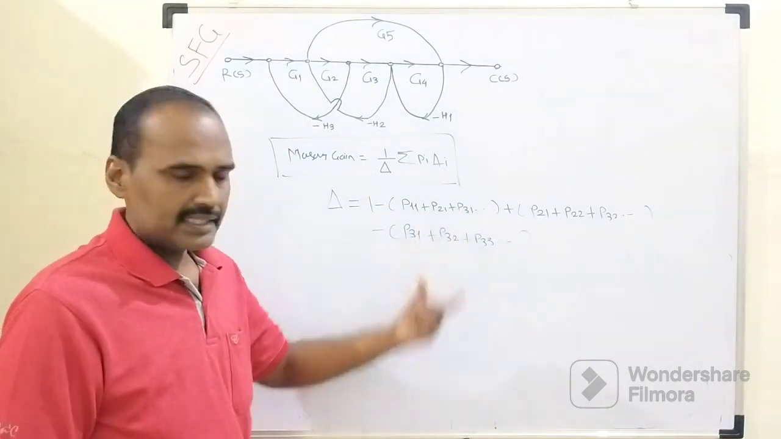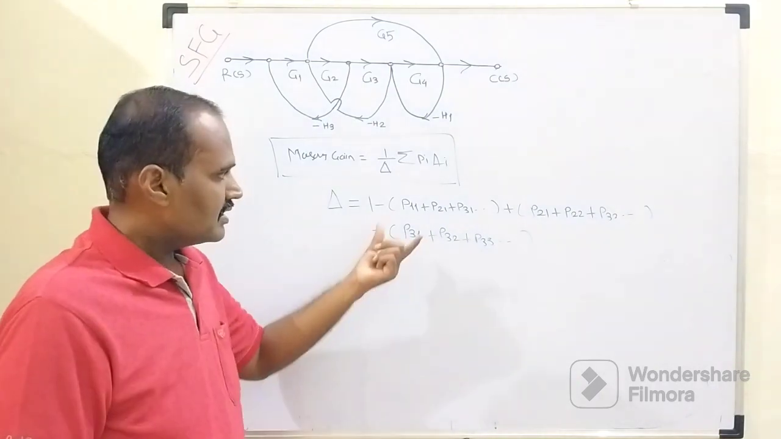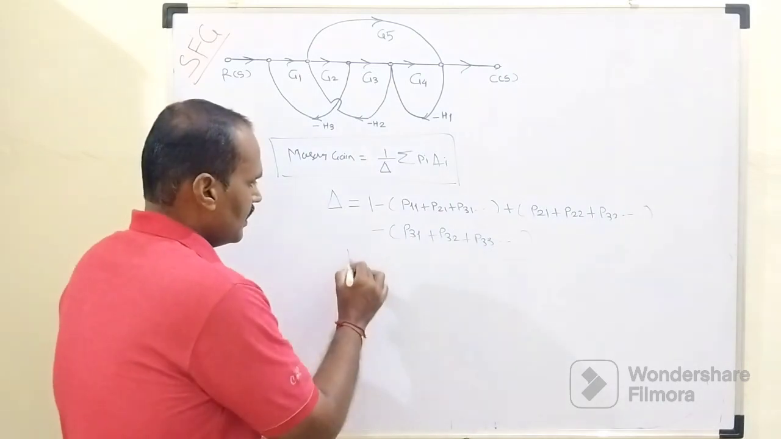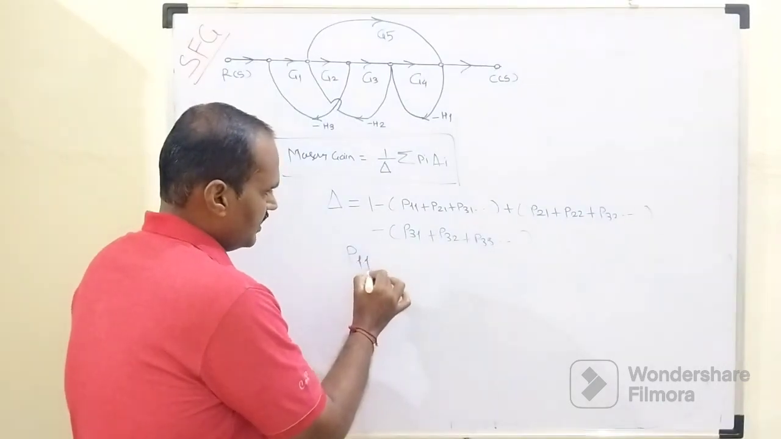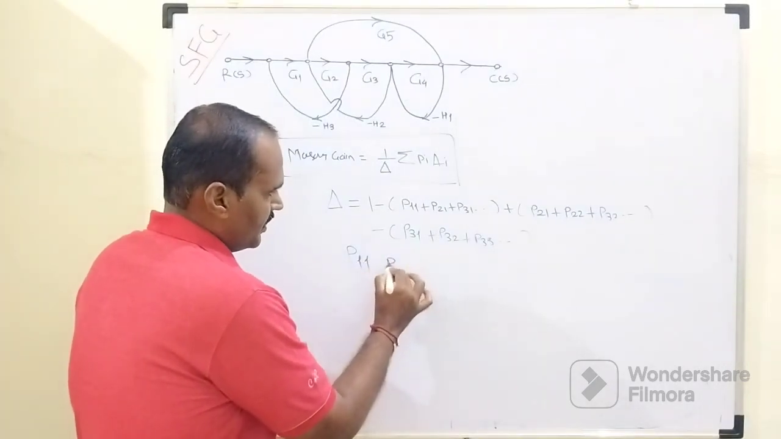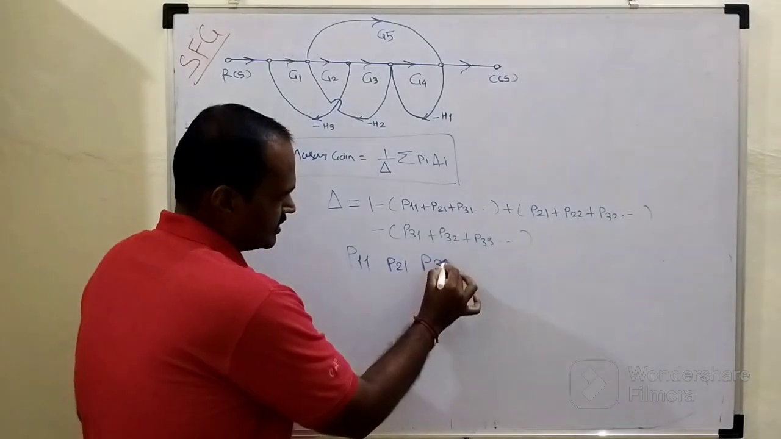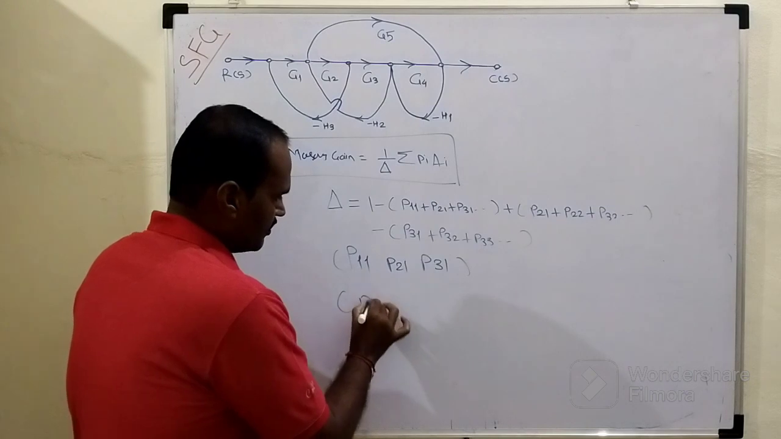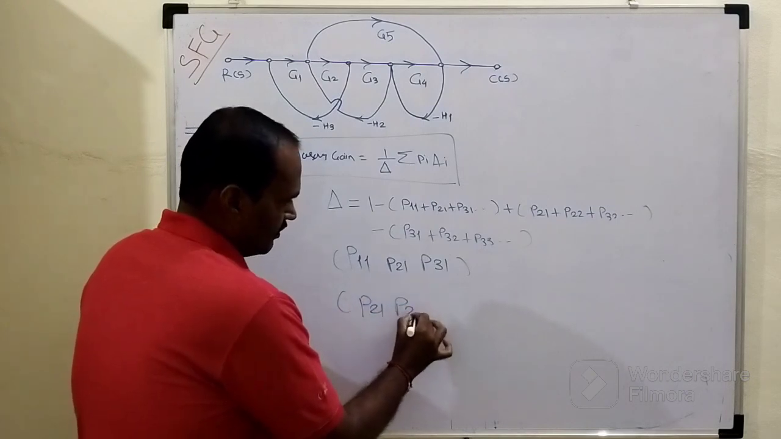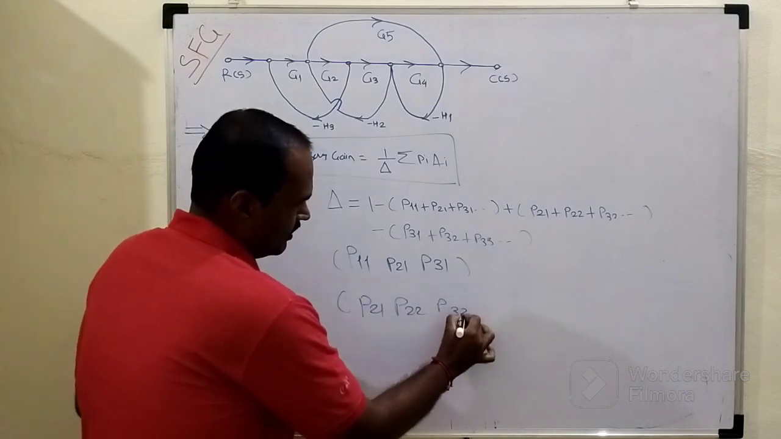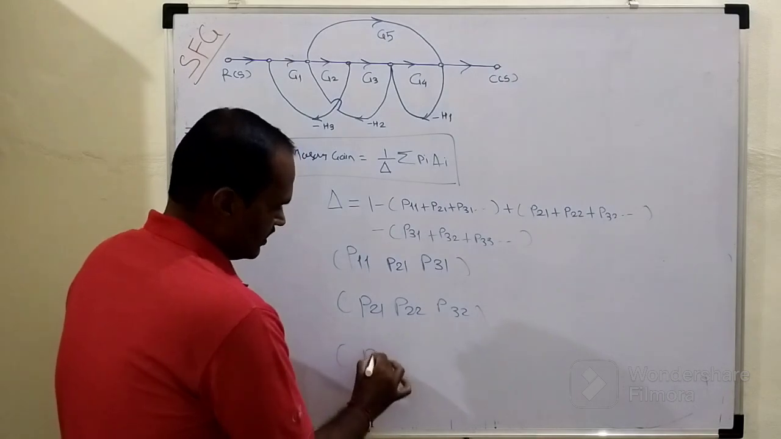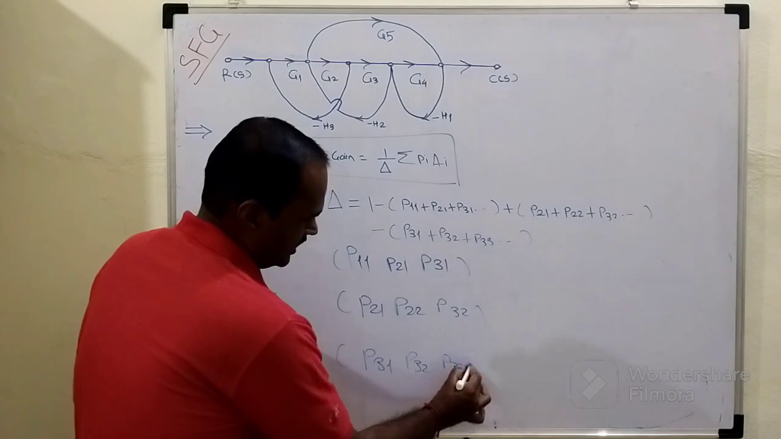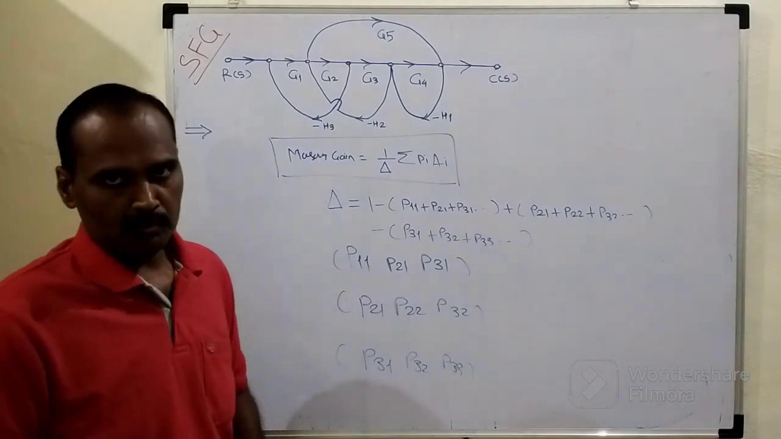As far as these parentheses are concerned, which terms are being written? In the first parenthesis P11, P21, P31, and we will come to know what each of these stands for. Within the second parenthesis, the terms are P21, P22 and P32. Within the third parenthesis, P31, P32 and P33. So one by one we will come to know.